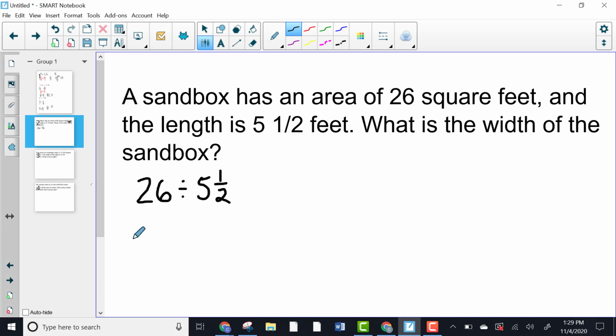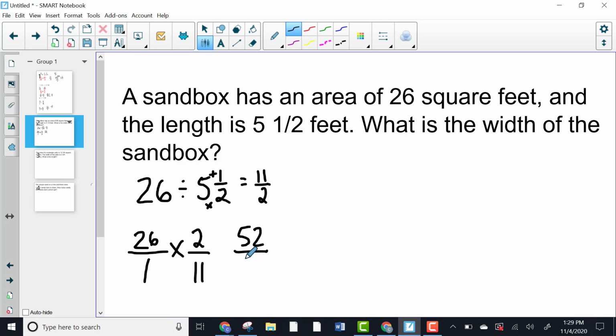So the first thing we need to do, change that 26 to 26 over 1. We're going to change that division sign to multiplication, and change that mixed number to an improper fraction. 5 times 2 plus 1. 5 times 2 is 10 plus 1 is 11 over 2. We're going to flip that. Remember, keep, change, flip, 2 over 11. Okay, so now we have our problem set up and we can start multiplying. 26 times 2 is 52.